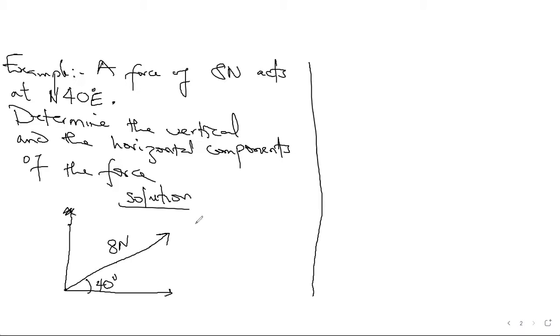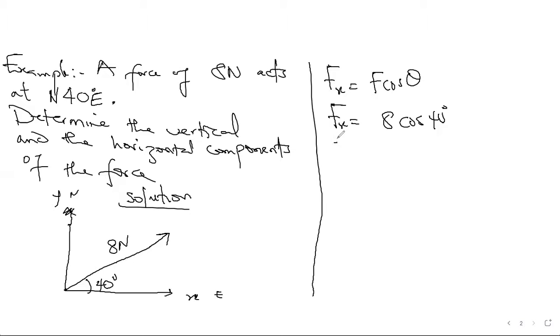Now, if I want to get the vertical component, this is y, this is x, this is north, and this is east. So it has to go that way. If it was north west, it will go like that. So how do I get the horizontal components? That means I want to move this force towards the x-axis. So fx will be f cos theta. You remember the formula? So fx will be 8 cos 40 degrees, and fy will be f sine theta, and fy will be 8 sine 40 degrees.